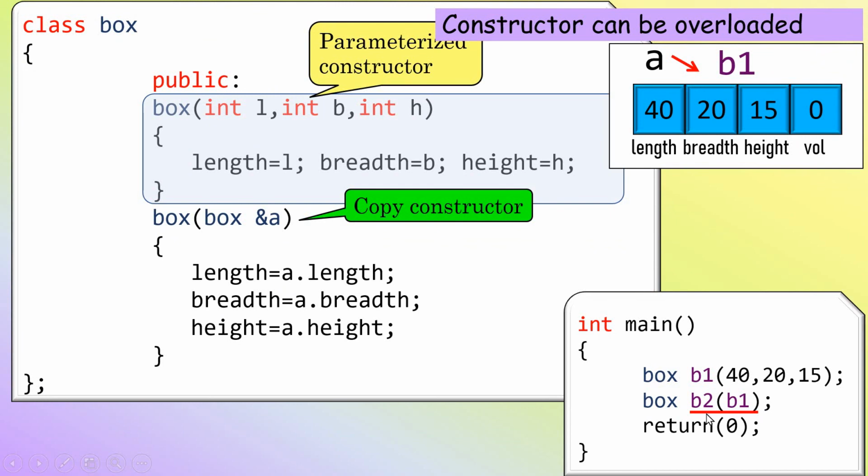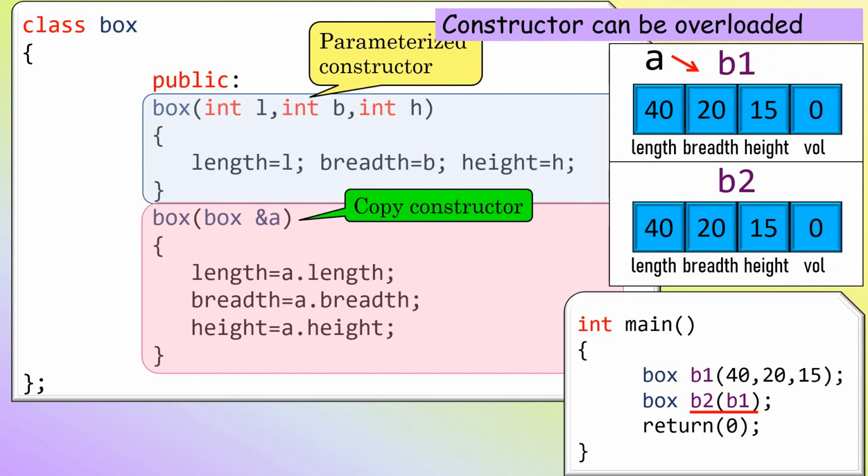So object B2 is created by the execution of this copy constructor, and because of the copy constructor, object B2 also has the same values as B1. Therefore, copy constructor is used when you want to create copies of an existing object. I will now consolidate all the points about constructor.